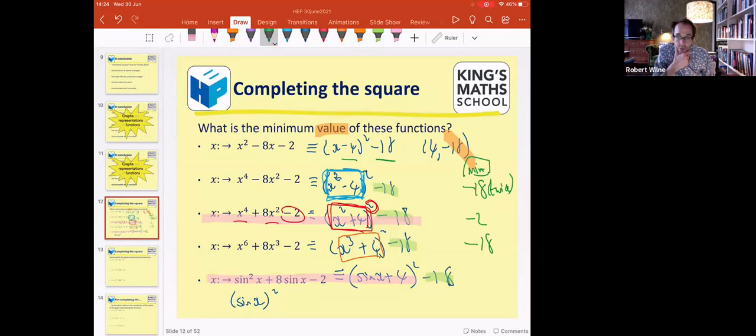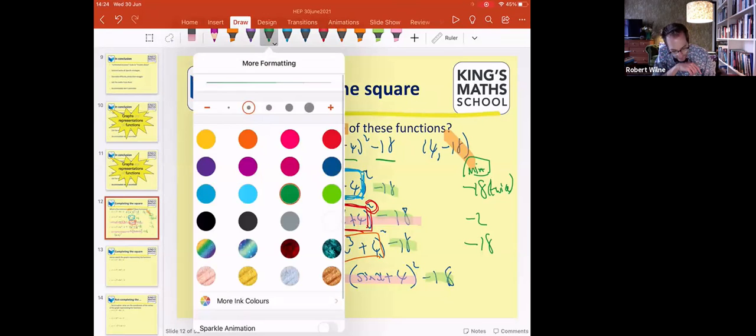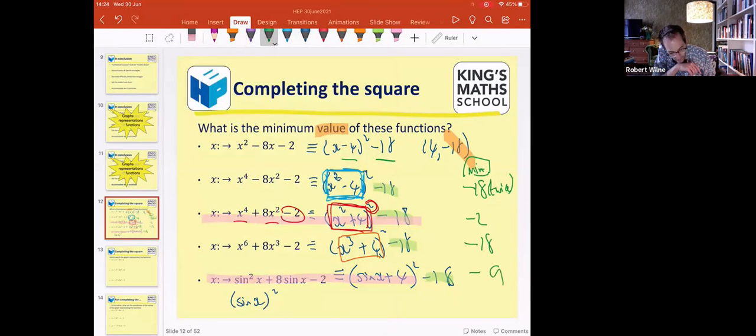And the last one. I think I can do a little bit better than that. Yeah, -9, also constants. Thank you, because I'm thinking that the minimum value of that is 3. The minimum value of sin x plus 4 is 3, and then 3 squared take away 18 is -9.